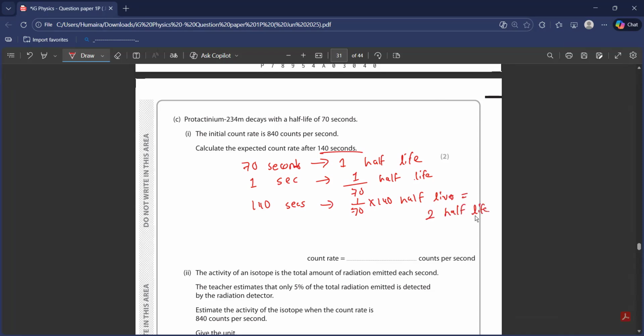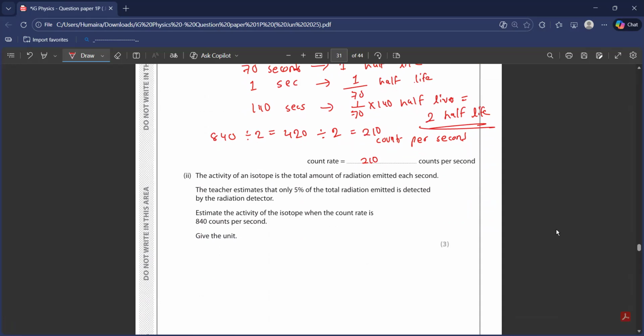Which means, what does half-life mean? The amount of decay that is happening, like half of it decays, right? So 840 will decay twice. At first, 840 will decay, and 840 divided by 2 is equal to 420, and then it will decay again because we have two half-lives. So 420 divided by 2 is equal to 210 counts per second. So this will be 210.